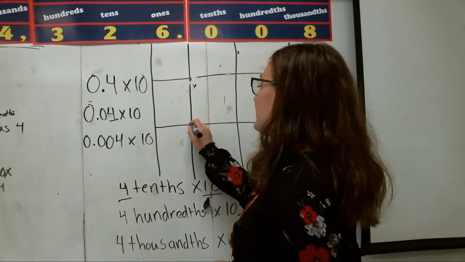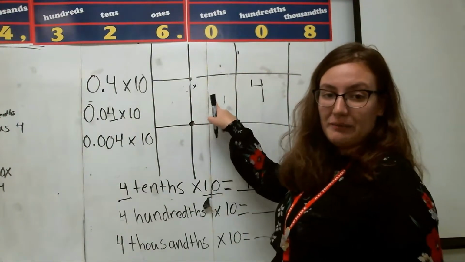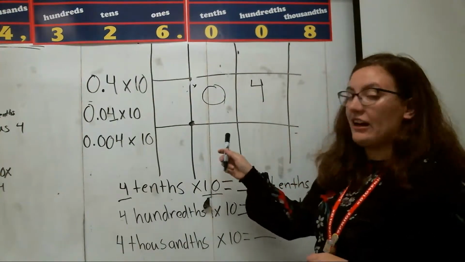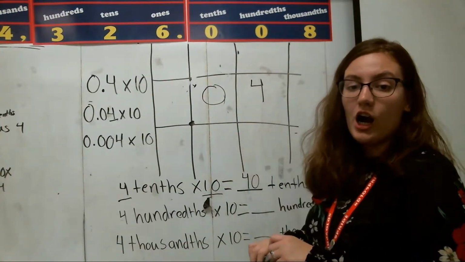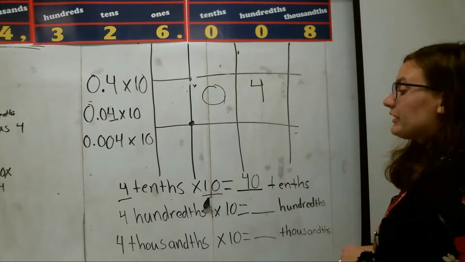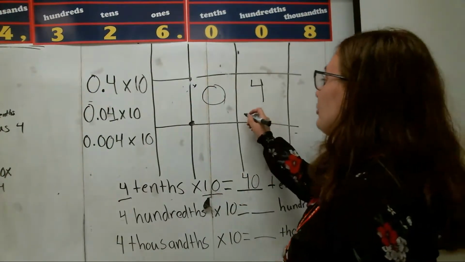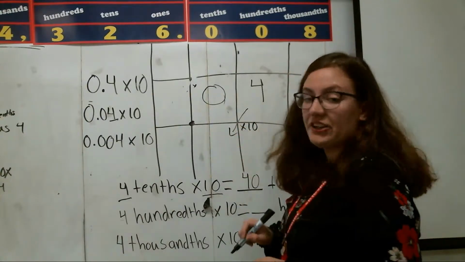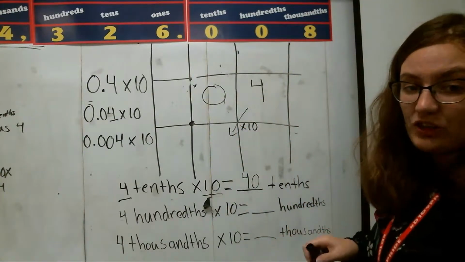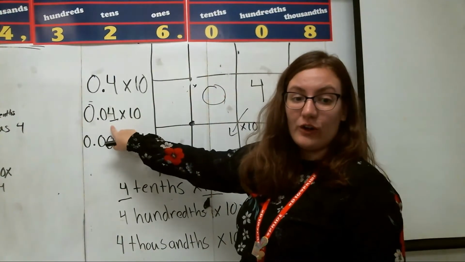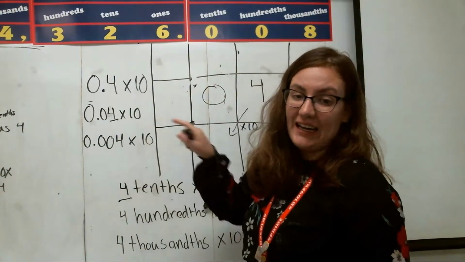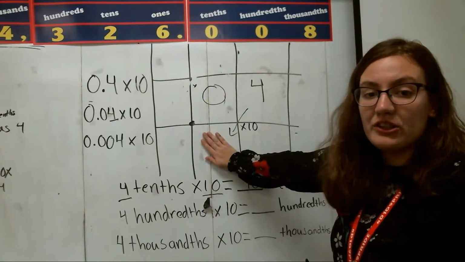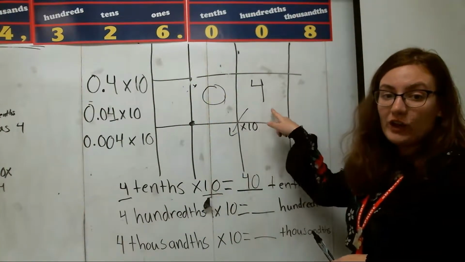Since I have a place value that is not filled in my decimals, I'm going to go ahead and fill that. So now I have 0.04 or 4 hundredths. And what I'm going to do now is I need to multiply by 10 and figure out how much 4 hundredths times 10 is going to equal. I am trying to find a number that is 10 times larger than 4 hundredths.